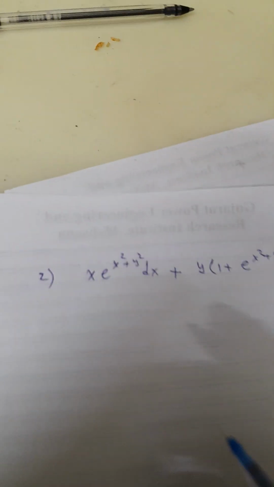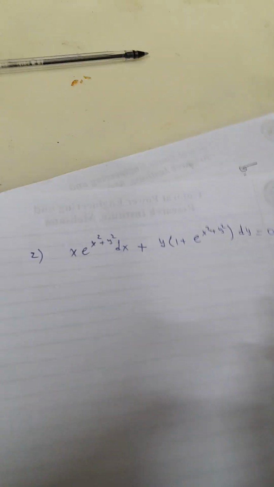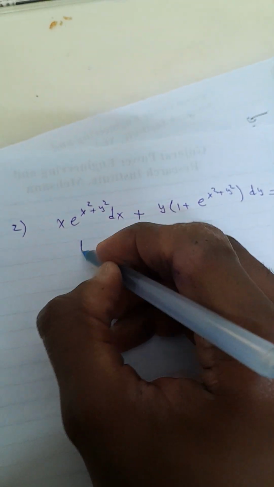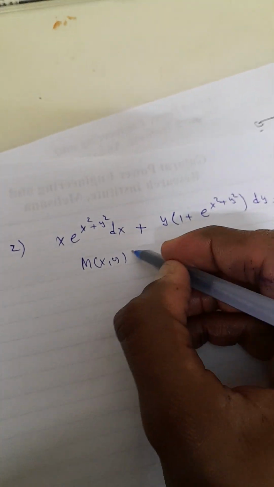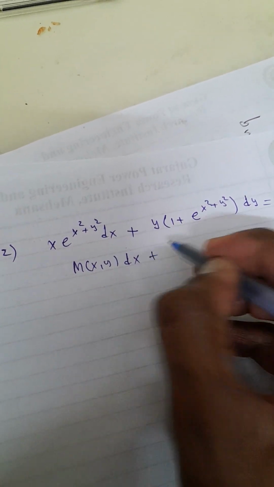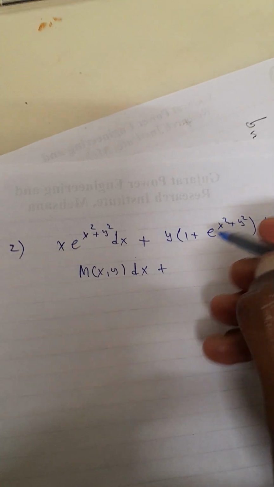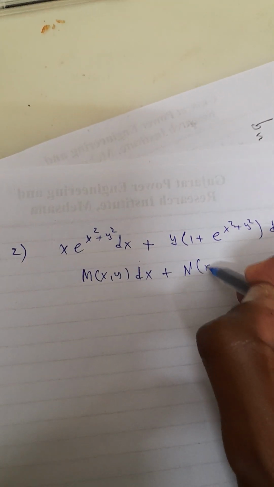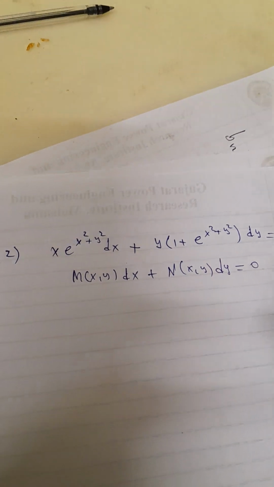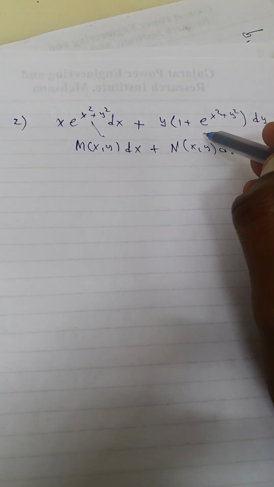Let us solve one more exercise. Suppose we have exercise number 2, and this is given like this. Right here we have this expression. Let us first compare with the expression M(x,y) dx plus N(x,y) dy equal to 0. Just by seeing, if you compare, this one is M and this one is N.